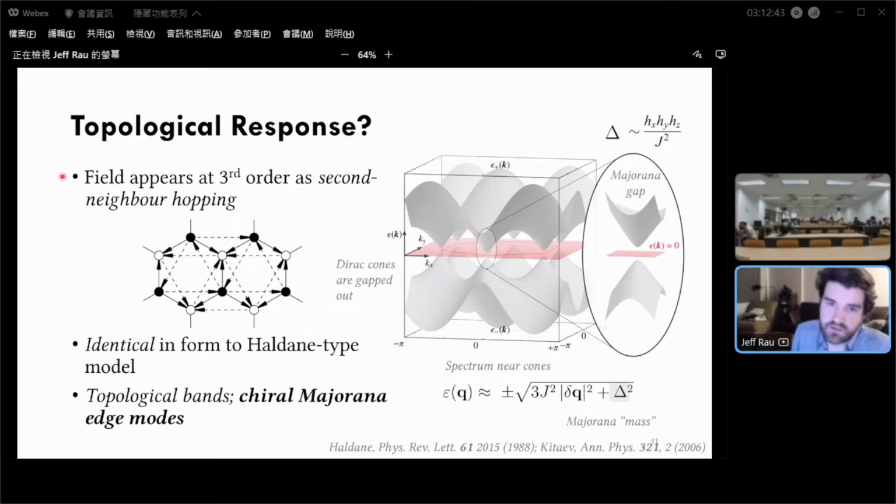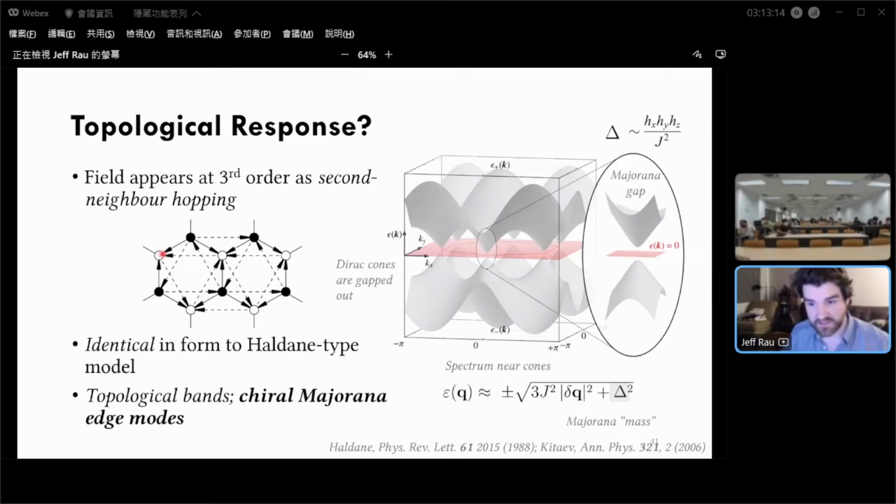And so in the Kitaev model, there is an analog to this. If you add a magnetic field and include it perturbatively, what shows up in perturbation theory is effectively a second neighbor hopping for these Majoranas. And this second neighbor hopping for these Majoranas actually takes the same form you get in the usual Haldane model for a Chern insulator.